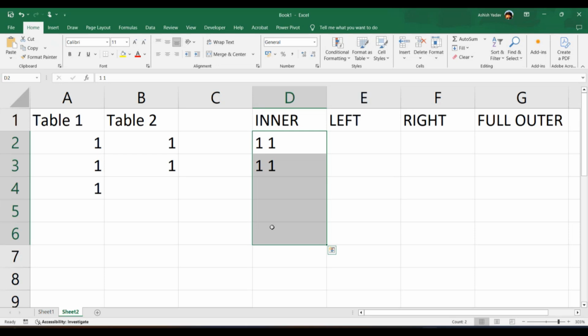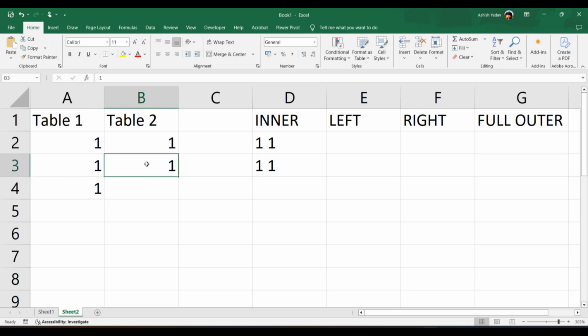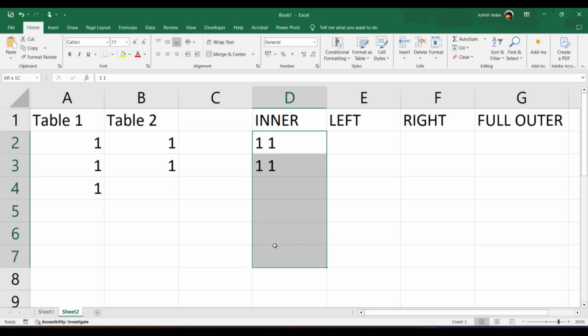Inner join is matching records from both the tables, right? So 1 will try to join with this one, and hence your answer is 1, 1. 1 will try to join with this one, and your answer is 1, 1 here also. This one also will try to join with this one, like this, like this, like this. Right? How many rows? 6 rows of your 1, 1 will be your answer. This is your inner join in here.